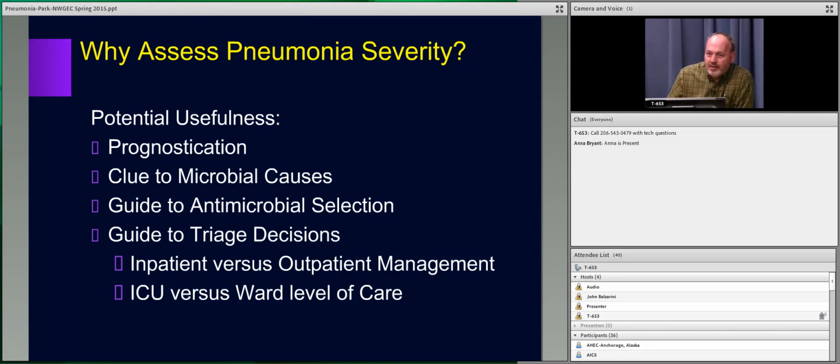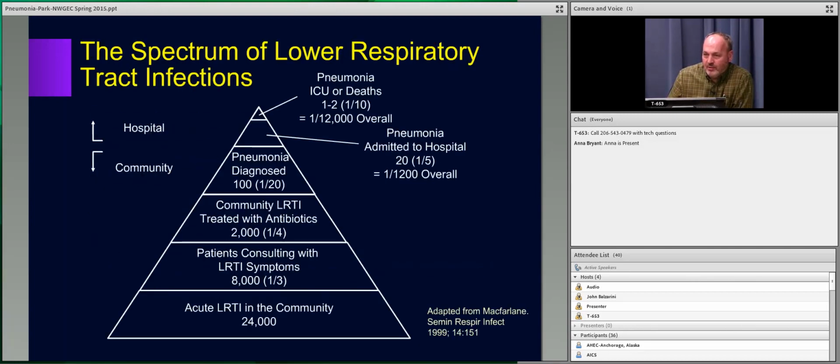Well, first of all, you might ask, why assess pneumonia severity? What I'll try to convince you is that it's useful for prognostication. It can be a clue to the types of microbial causes that you might anticipate, and therefore a guide to appropriate antibiotic selection. And then it's important for guiding triage decisions. Does a patient need to be admitted to the hospital or not? Do they need to be admitted to an inpatient acute care unit or an intensive care unit? These are some of the things that we can use severity assessments to guide.